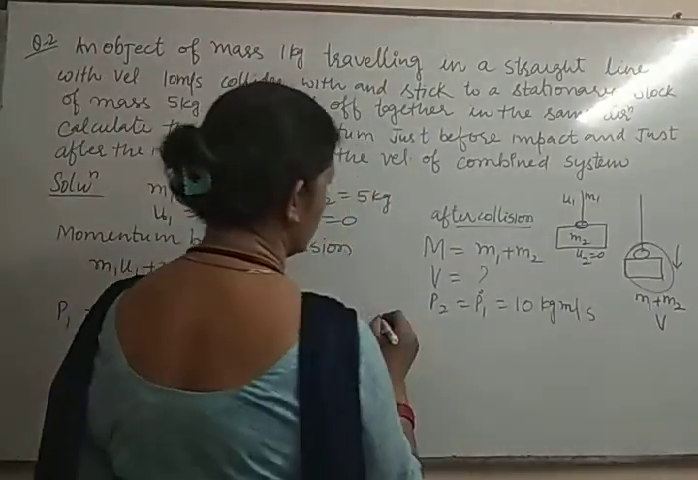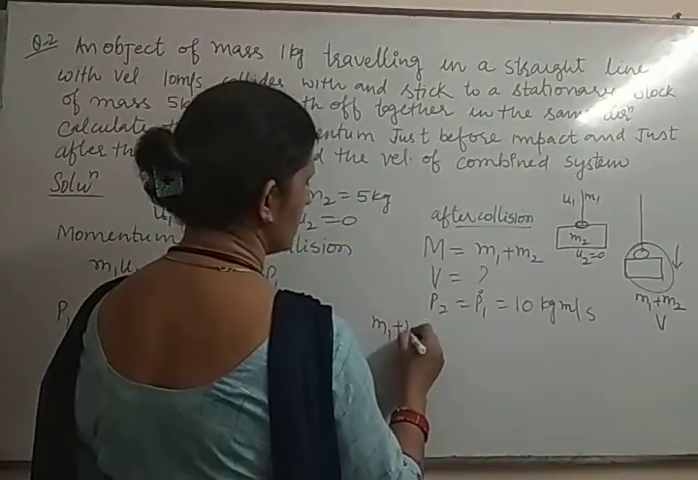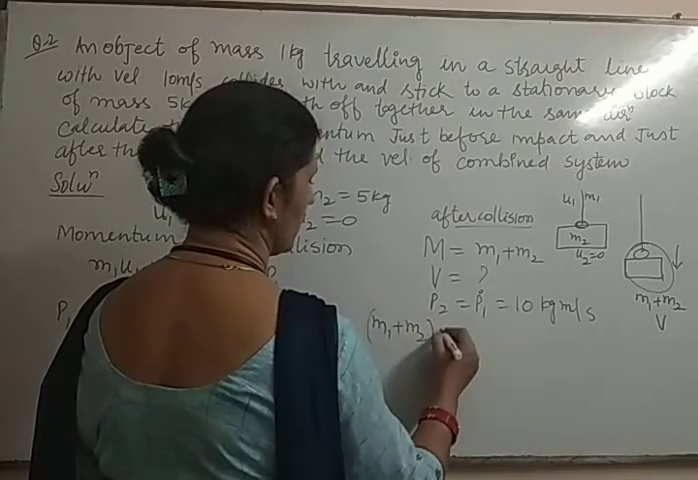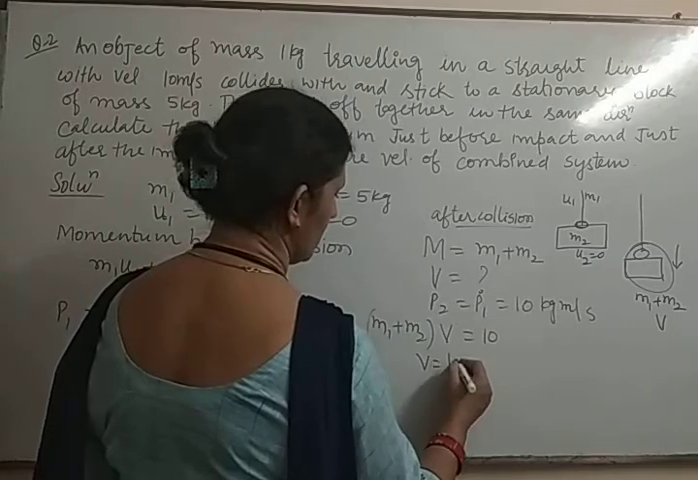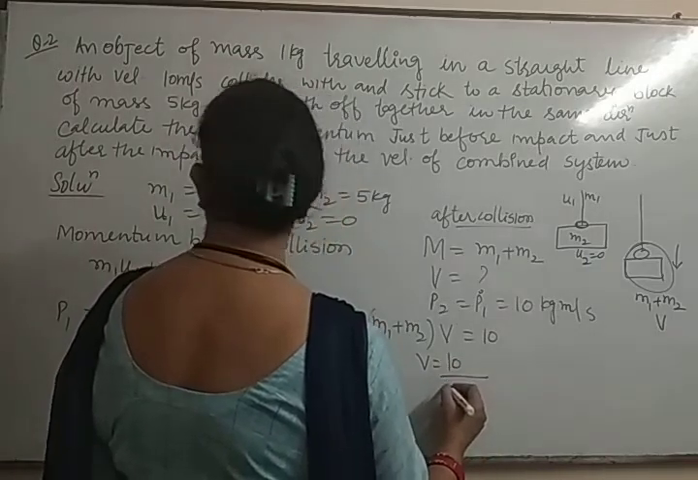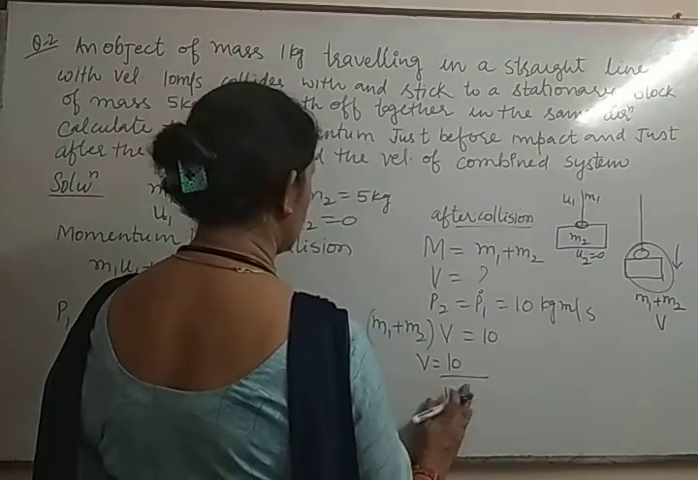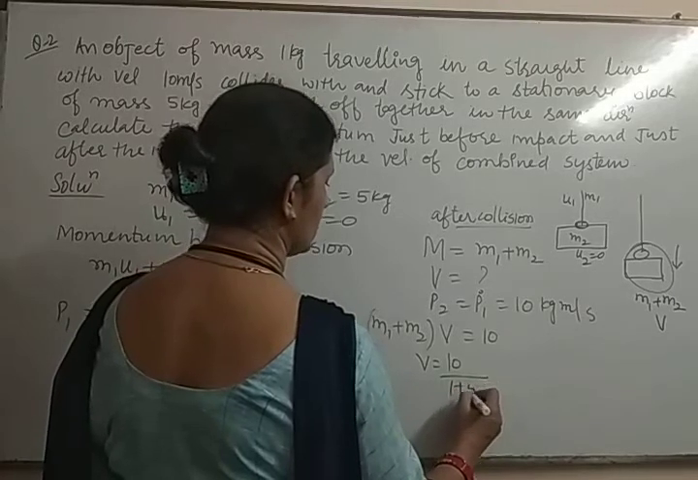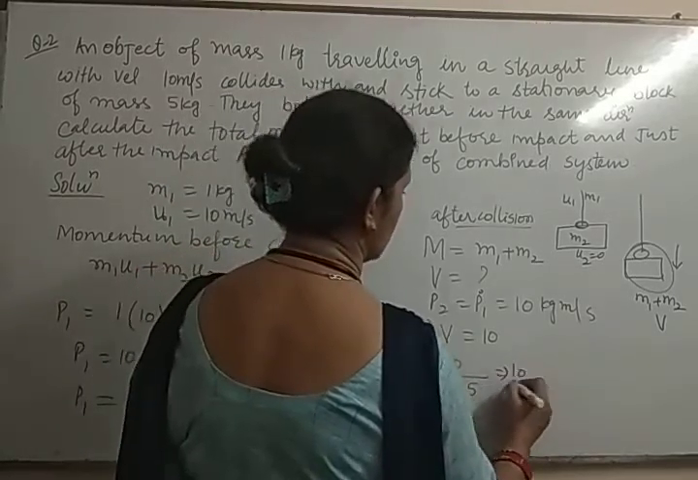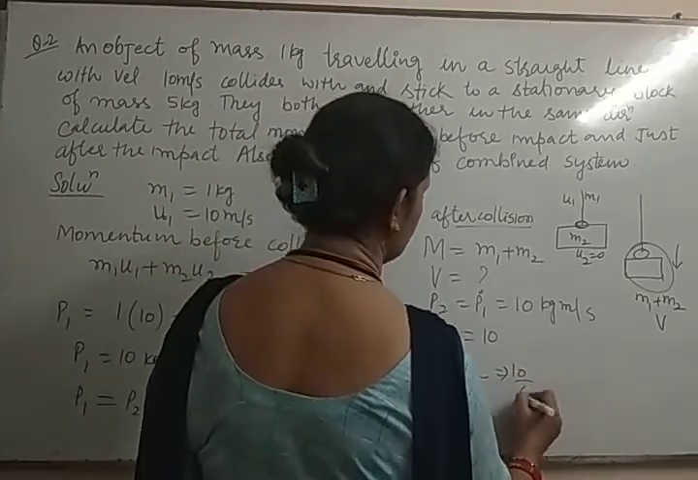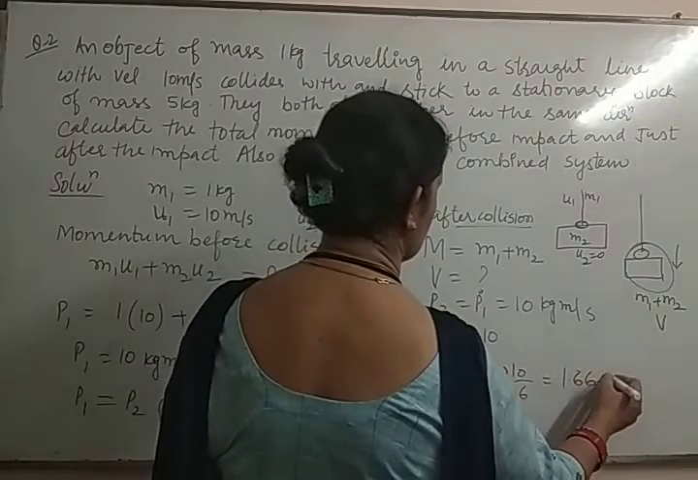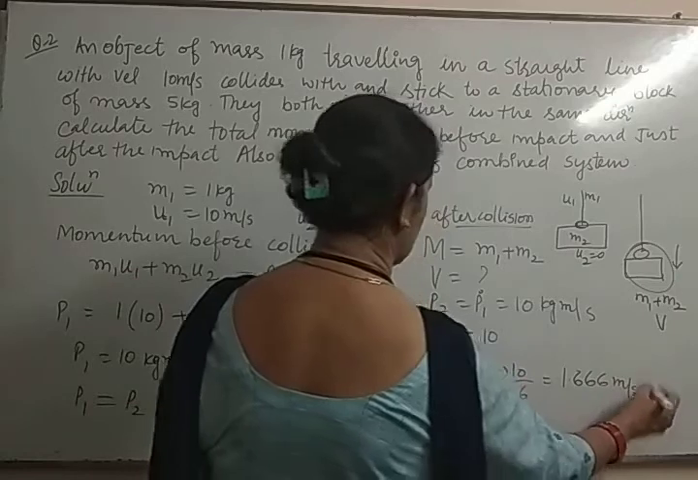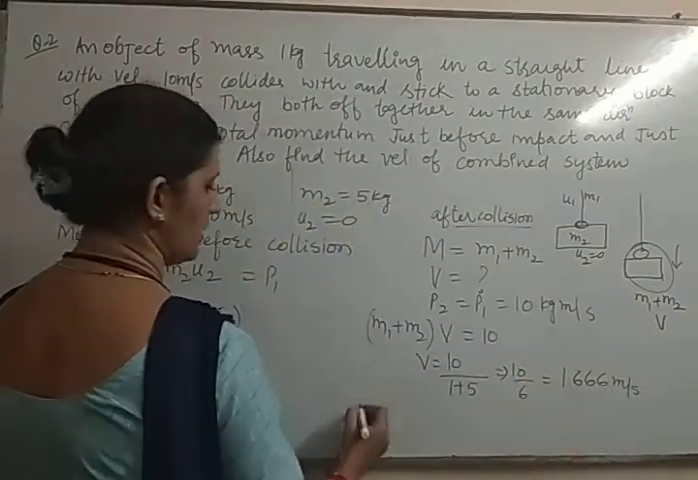You will have (m1 plus m2) into capital V is equal to 10. V is equal to 10 by (1 plus 5), this is 10 by 6, which is 1.666 meter per second. Now what is the final momentum?